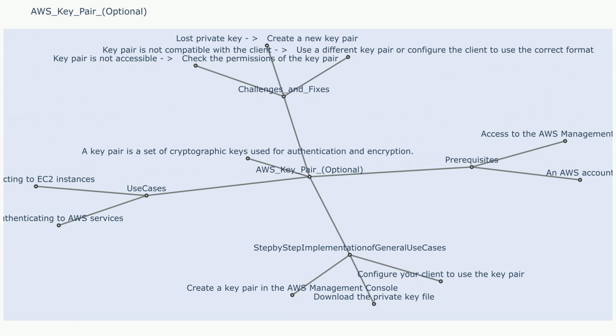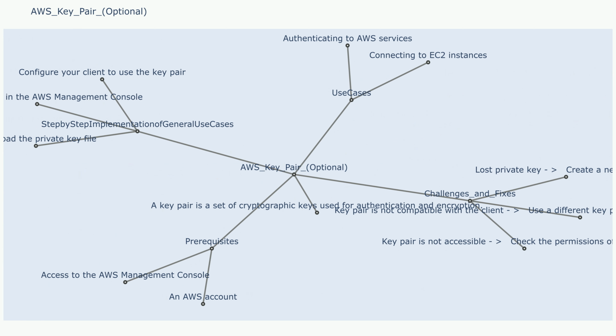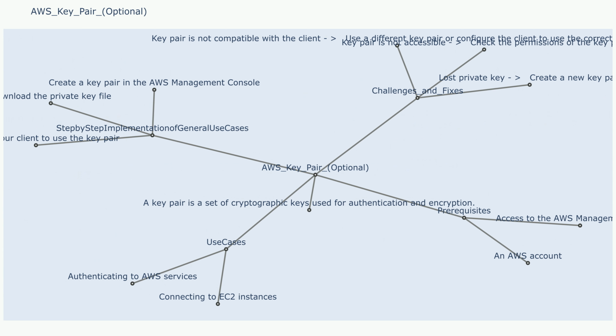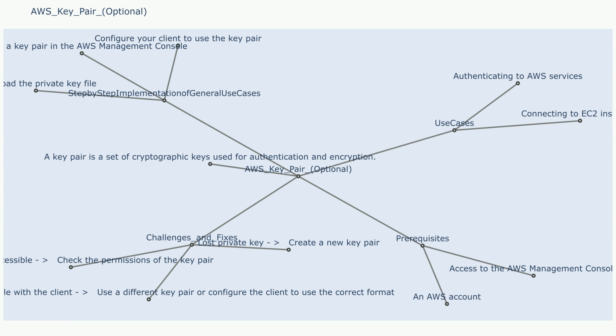Prerequisites: an AWS account. To create a key pair, you must have an AWS account and have permissions to create IAM users. Access to the AWS Management Console. You can create a key pair using the AWS Management Console, the AWS CLI, or the AWS SDKs.